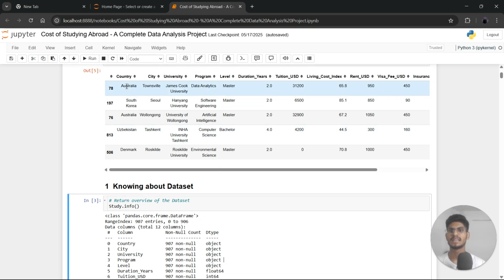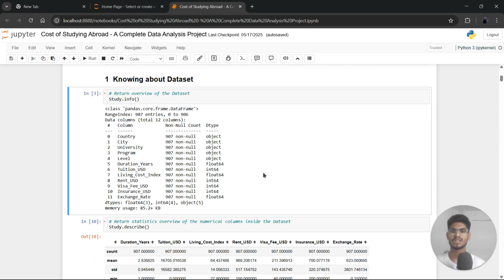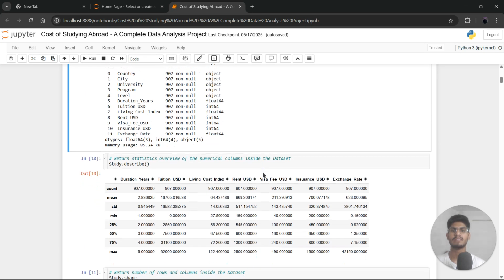So we can see clearly that country has values in string form, city again is in string form, university is in string form, and program is in string form, object form again. Duration is in float form. Why is it in float form? Because maybe a graduation, masters, bachelor's or PhD takes 2 years, 3 years, 2.5 years, 3.5 years, nobody knows. So we will see in the future what kind of values we have in each column.